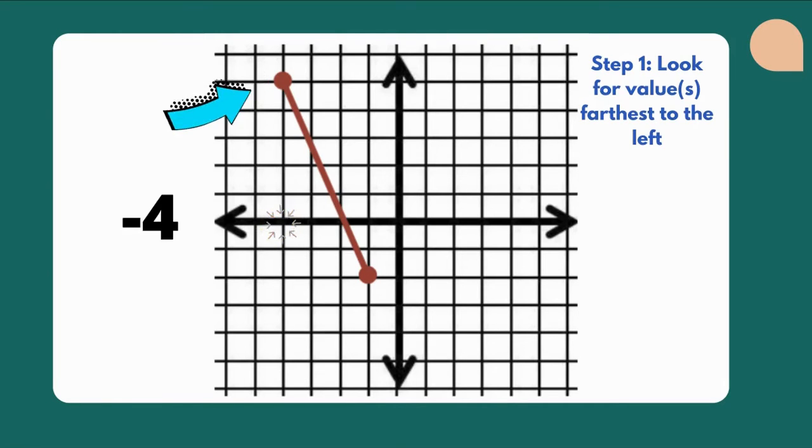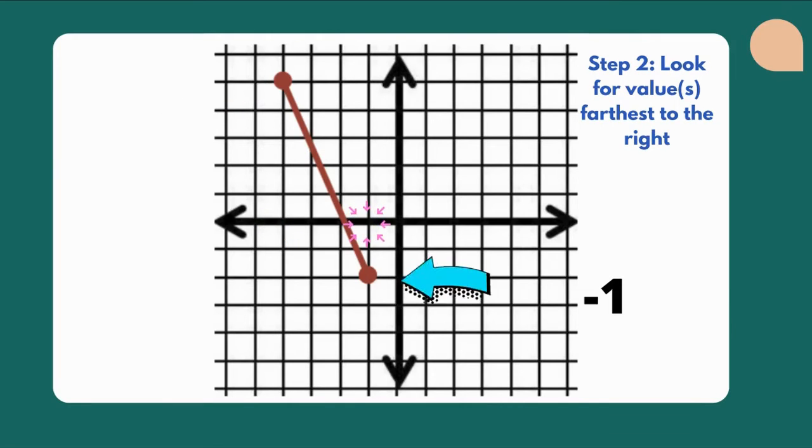Step number 1 says we are going to look for the value farthest to the left on the x-axis. So if we go all the way over to the left, you can see that we have a point to the left and it is located at -4 on the x-axis. So if we went to that point all the way on the left and we followed it down to the x-axis, we would get to the point -4 on the x-axis.